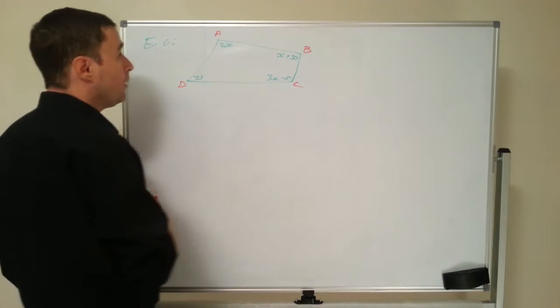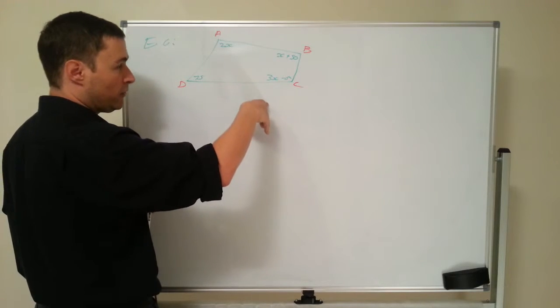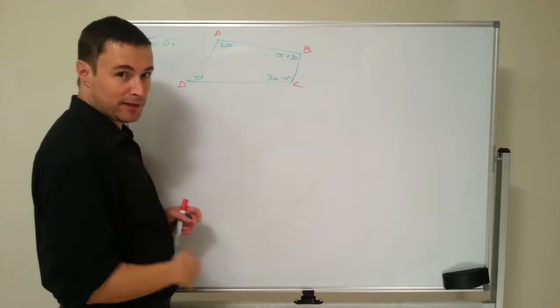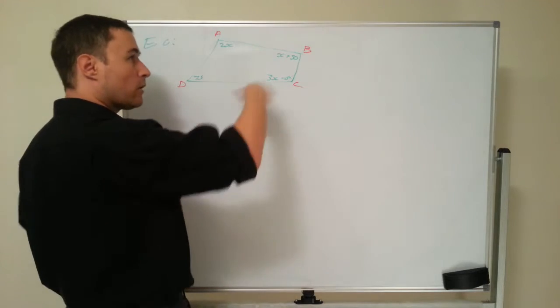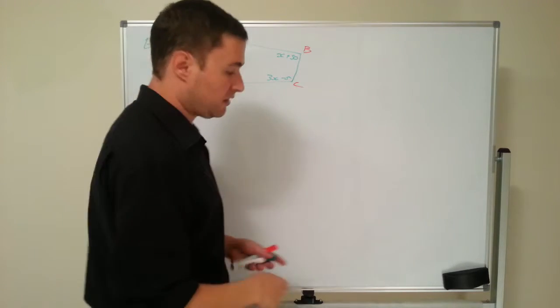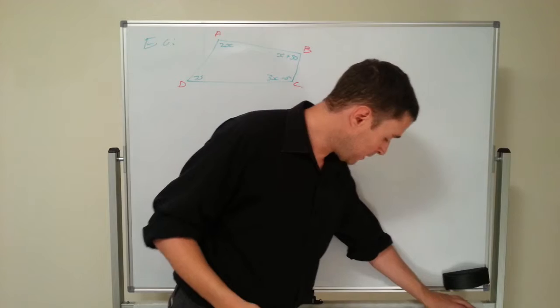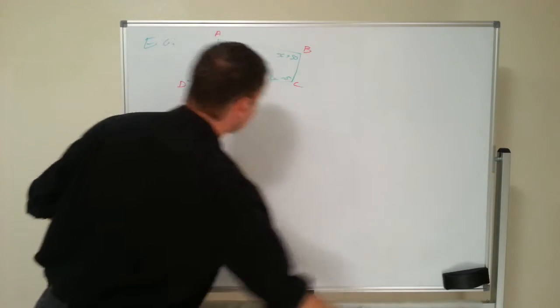Alrighty, okay. By the way, I've also labeled the vertices A, B, C, D. We usually label them in alphabetical order, either going clockwise or anti-clockwise. Okay, it's just a convention that we have. Alright, so let's solve this guy.